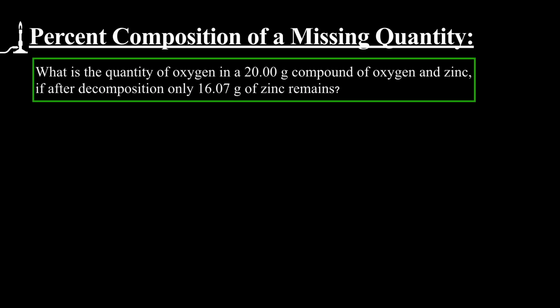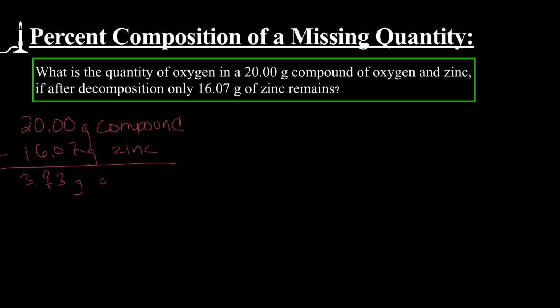Okay, so what happens if I'm missing a compound? All right, so this question is going to ask, what is the quantity of oxygen in a 20-gram compound of oxygen and zinc? So we know we have only two components. After decomposition, I'm left with 16.07 grams of zinc. Well, first and foremost, my initial compound at 20.00 grams, I'm going to subtract the 16.07 of zinc, and that's going to leave me with 3.93 grams of oxygen.